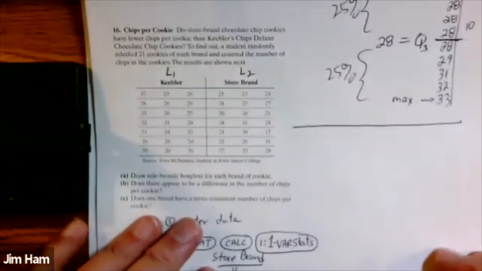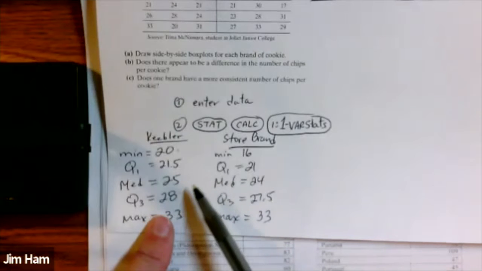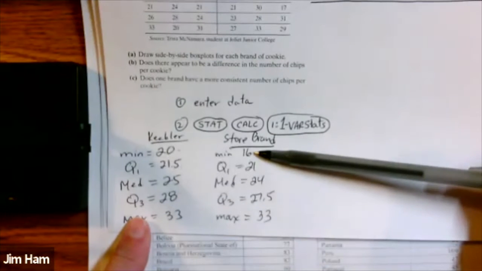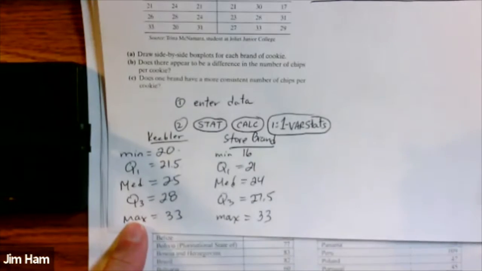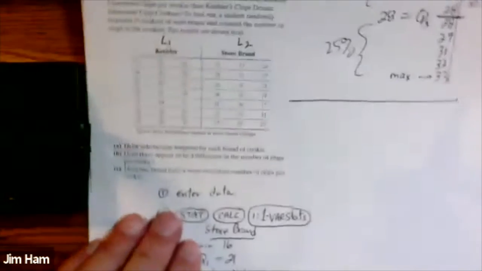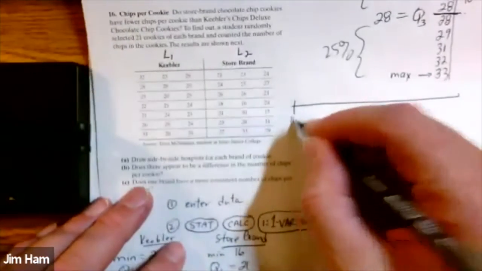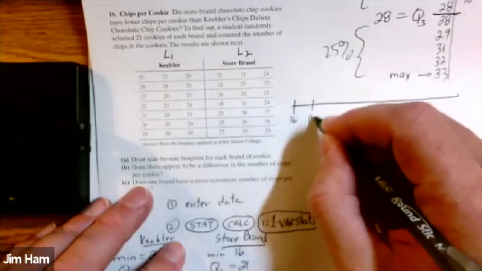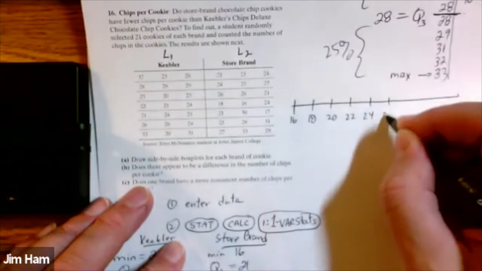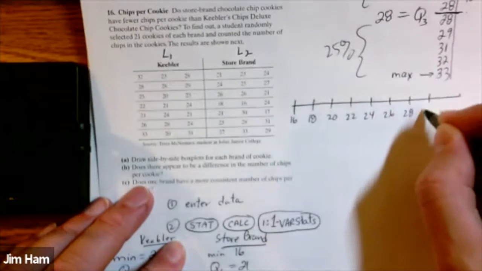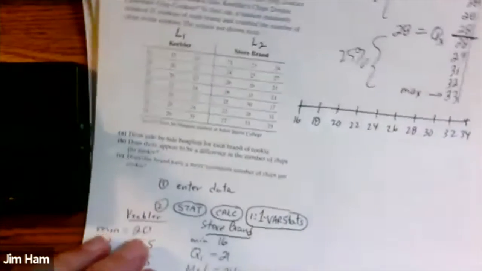Okay, now it's time to construct the box plots. If you look at these numbers, the lowest number is 16 and the highest number is 33. So we just have to make sure that our scale goes from, maybe I'll just start at 16 and then jump by 2s: 18, 20, 22, 24, 26, 28, 30, 32, and 34. Okay, I've got a uniform scale now.